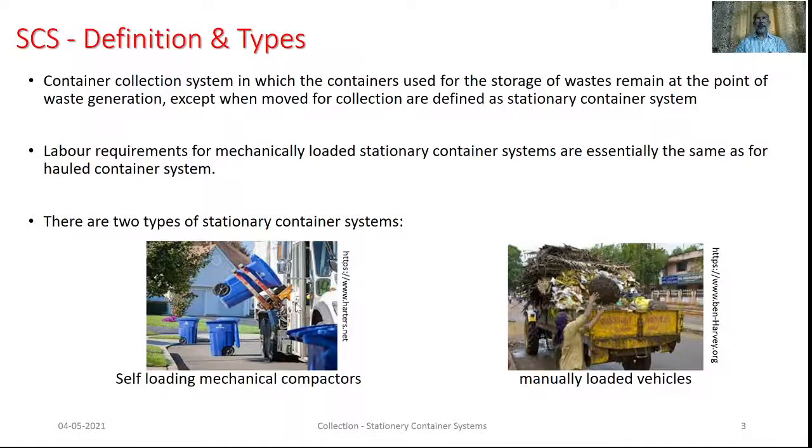As you see here, picking up that particular container and emptying it in the body of that particular vehicle can be done either by a self-loading mechanism equipped with mechanical compactors. Also, one can employ laborers in order to load that particular vehicle. Hence, there are two types of stationary container systems. One is self-loading mechanical compactors. The second one is manually loaded vehicles.